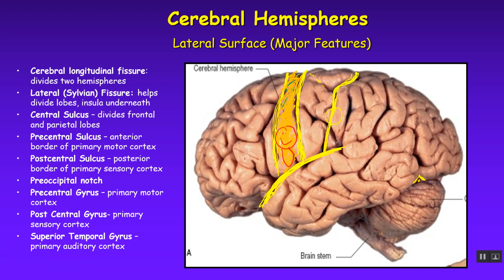tongue and face kind of down here, your hand in here, your torso and arm here. Then you go over the medial surface, and your leg, it's like your knee is hanging over, and your foot is down on the medial surface of the cerebrum for the motor strip, because the motor strip continues all the way over on the medial surface. Okay.